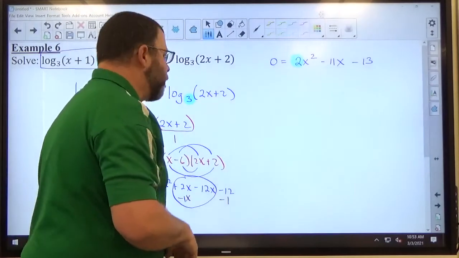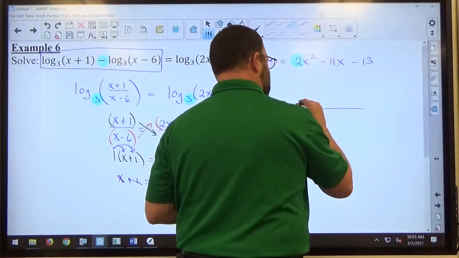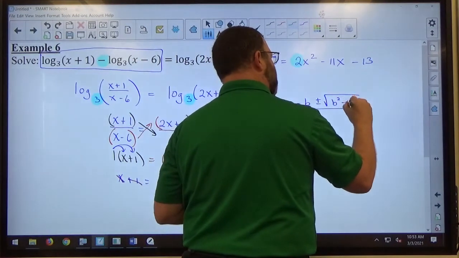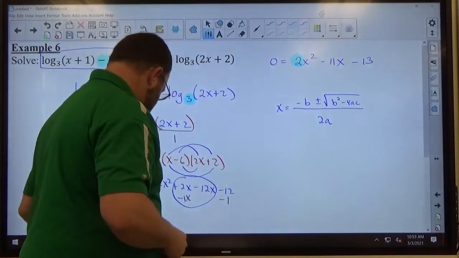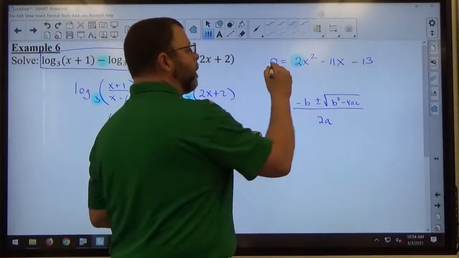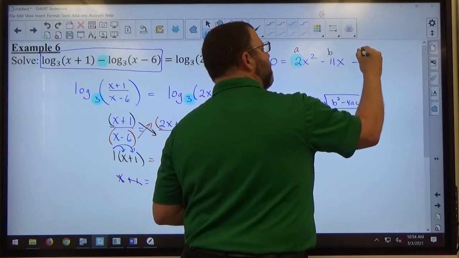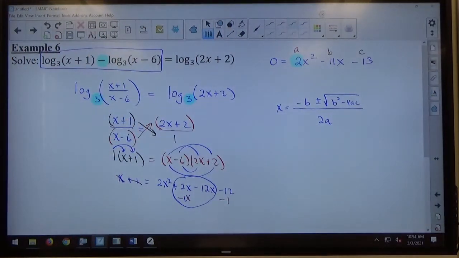The quadratic formula is x equals negative b plus or minus the square root of b squared minus 4ac, over 2a. For the given function up here, a is equal to positive 2, b is equal to negative 11, c is equal to negative 13. The signs are attached to the numbers. They do matter and they must be considered.